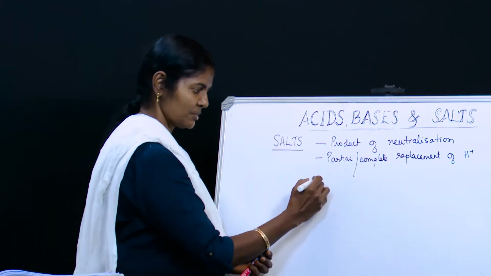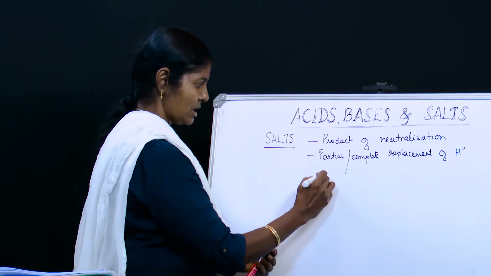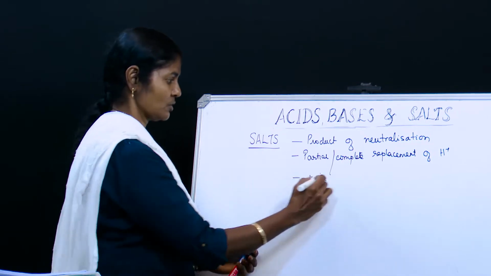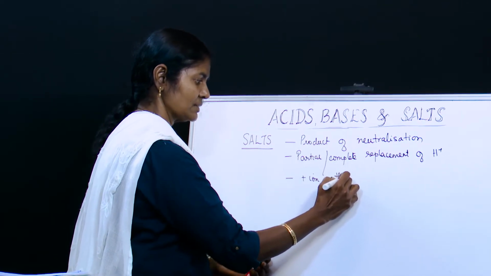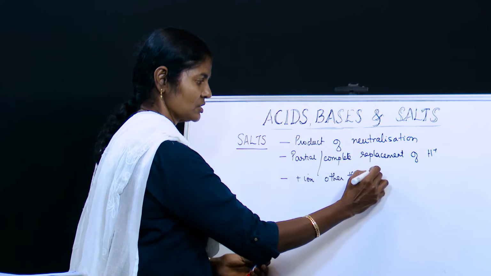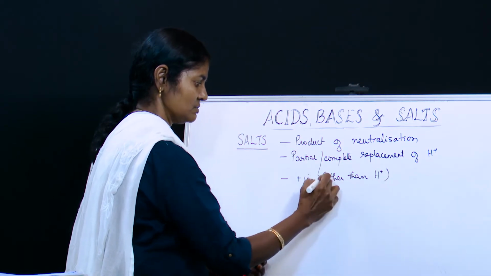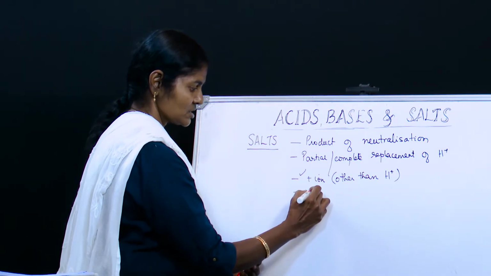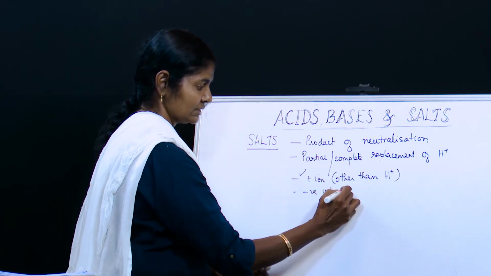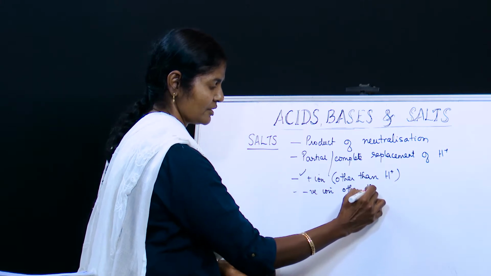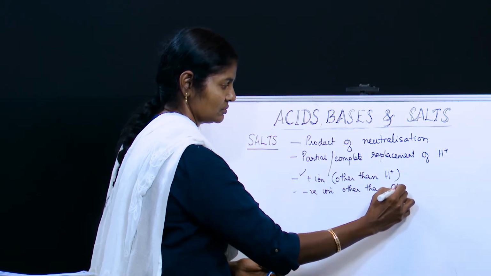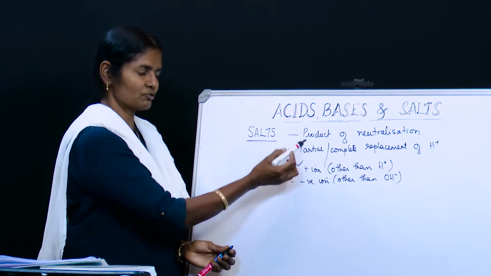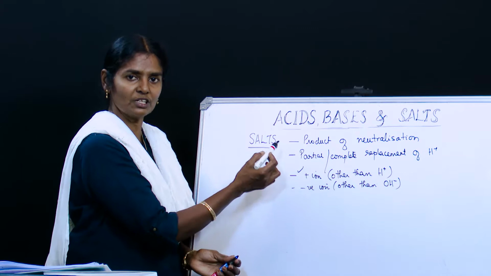And when this happens, there is always a positive ion in a salt. But this positive ion will be something other than hydrogen. So excluding hydrogen, there will be a cation. Then there would be a negative ion other than hydroxyl ion. Okay, so these are the things that would form part of the definition of the salts.